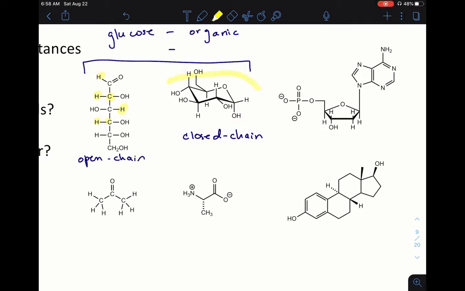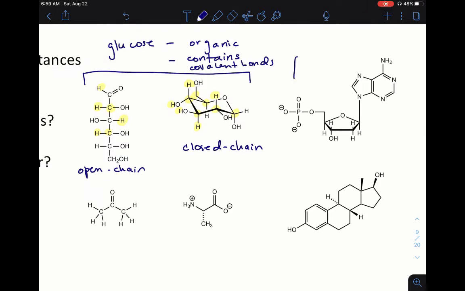Now, in the closed chain form, I used a different way of representing the molecule. I used a skeletal structure where the carbon atoms are implied. But all of these ends, each end and bend, is a carbon atom. And then, of course, there are many hydrogens in this molecule. So this is certainly organic, and it contains covalent bonds. There are no ionic bonds in this particular molecule.